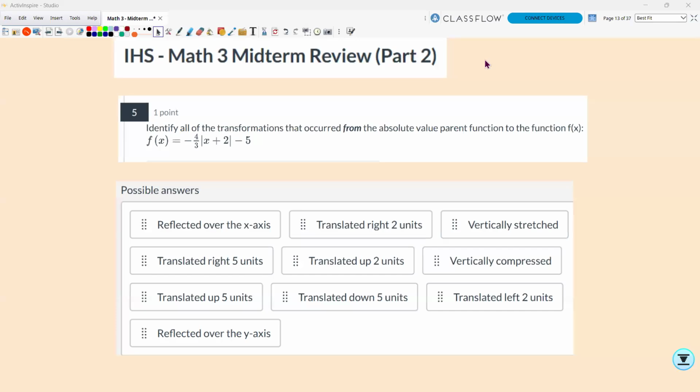Question 5, identify all the transformations that occurred from the absolute value parent function to the function f of x equals negative 4/3 |x + 2| minus 5. So we can do this with our knowledge of function transformations, and we can also use a graph on Desmos to help.